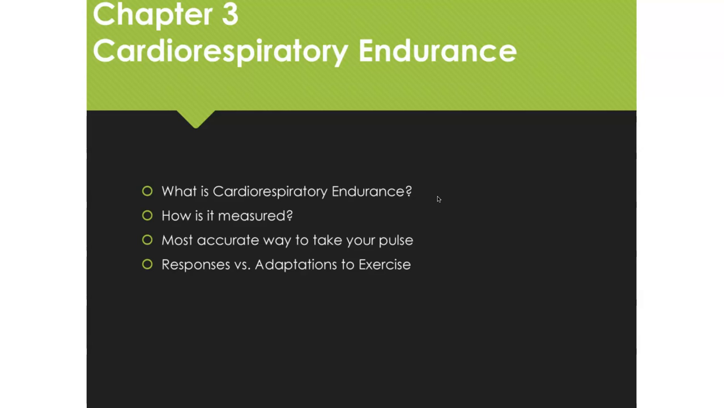We also talked about the most accurate way to take your pulse. Remember that you need to count your pulse for an entire minute. Do not do it for 30 seconds or 10 seconds and then multiply. Make sure that you do it for a full minute.